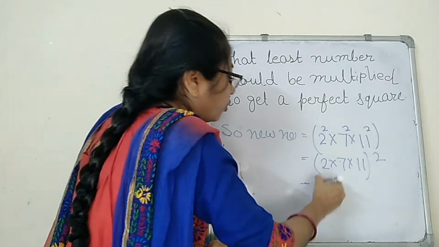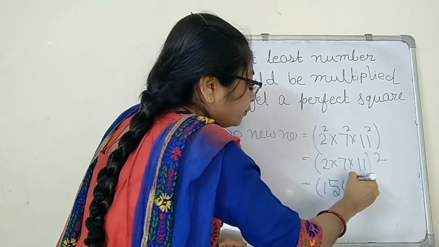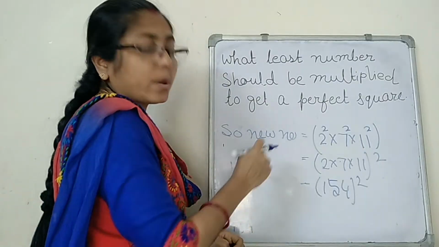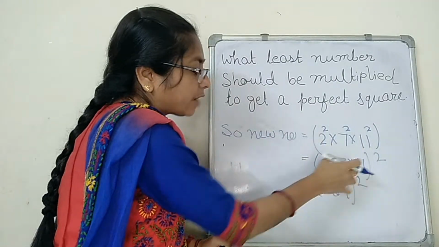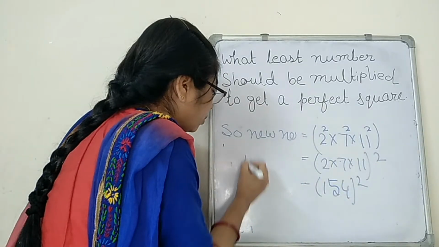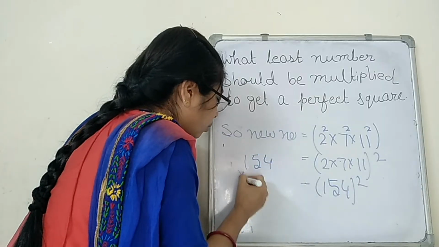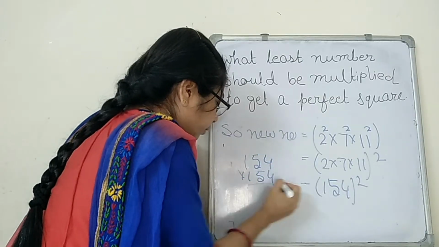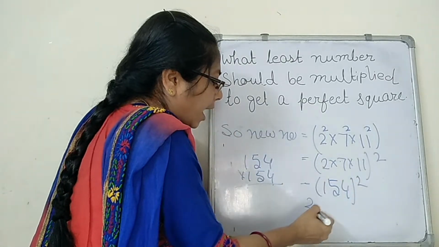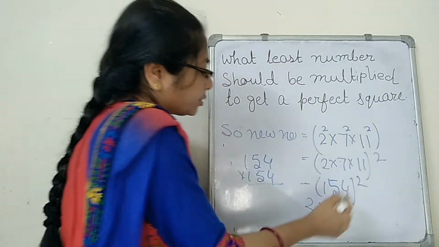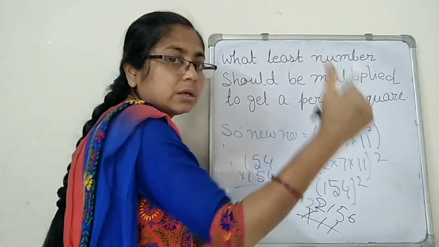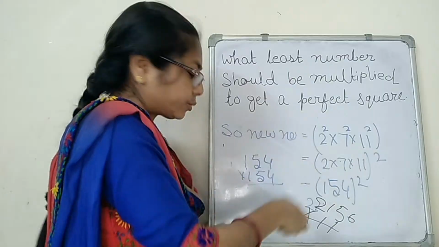154 whole square. Clear? Now, here is a number whose square is the new number. This 154 is the new number, 154 square. Now you can do it in this way, 154 into 154. So you calculate it. Otherwise you can calculate with the old number, 2156, 2156 into 11. It is also right. Otherwise you can do it in this way. It is also right.